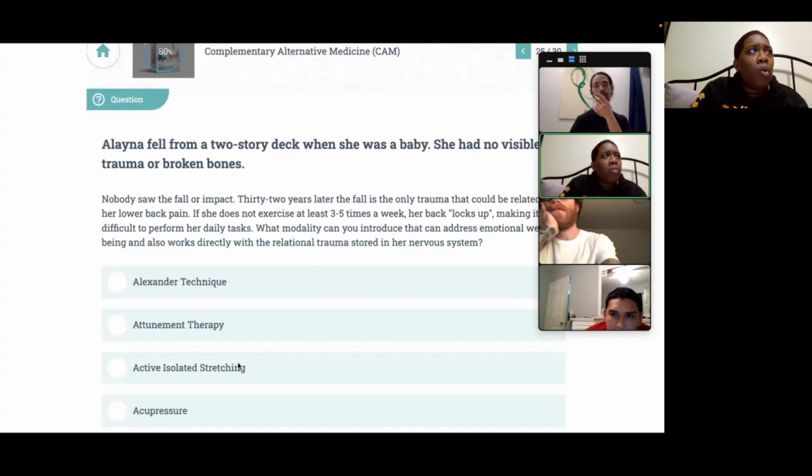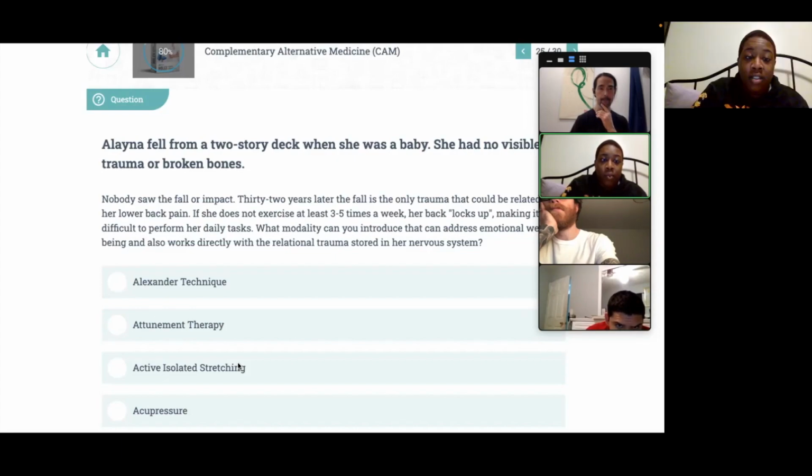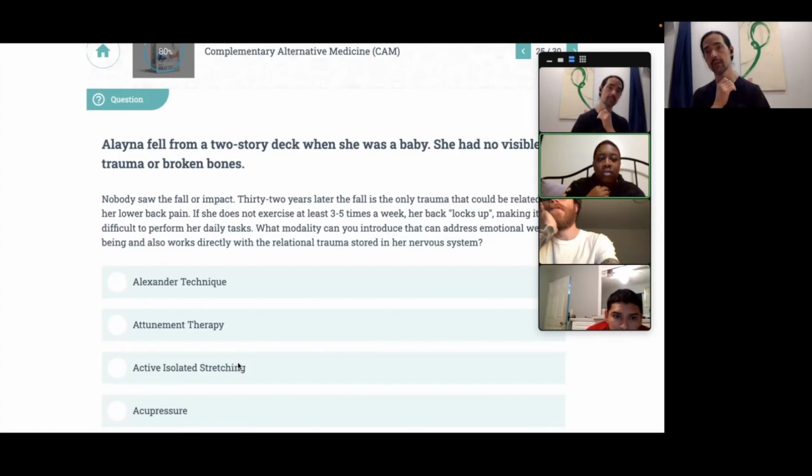I looked at the active, like it usually says something about active. It also says isolated, like one muscle at a time, one area at a time. That's kind of a big hint. And then stretching. So what would you imagine the keywords would be for that? For isolated, if it was in there, like just not as much movement, just static stretching.